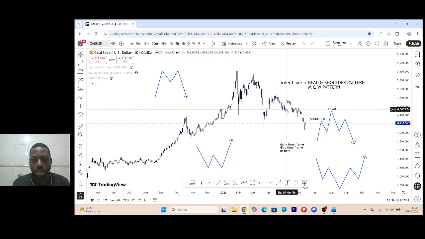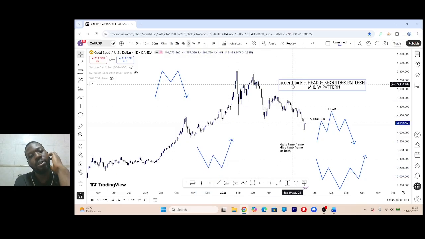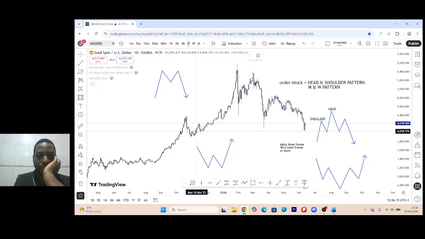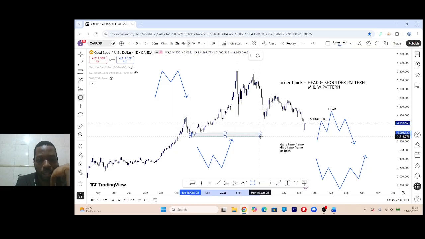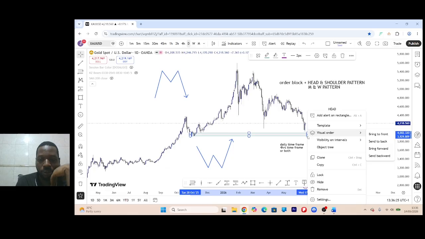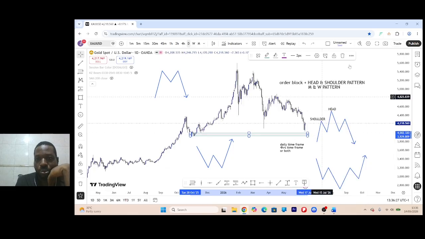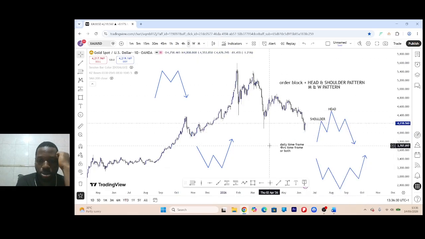So now the order block, right, this is what's meant by order block, like marking a swing low or a swing high. So this is what you call a swing high, and this a swing low. So you just mark a block. So this is what it means by order block. But to be sure that an order block is valid, you must make sure that the swing low or the swing high has either a head and shoulder pattern or a W or M pattern.